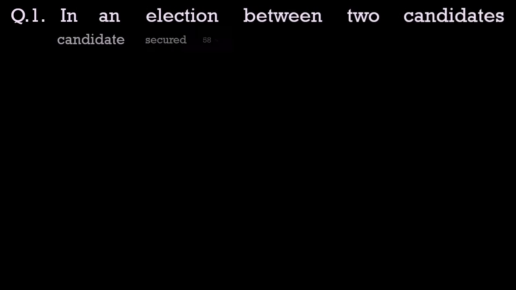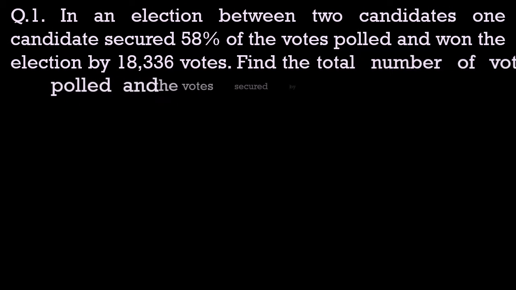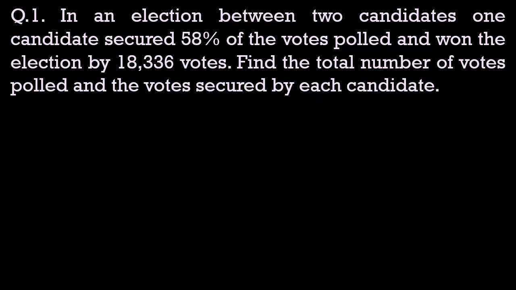First, we have to read the question very seriously and find out the clues from the words given there. So the question is given here like this. In an election between two candidates, one candidate secured 58% of the votes polled and won the election by 18,336 votes. Find the total number of votes polled and the votes secured by each candidate.